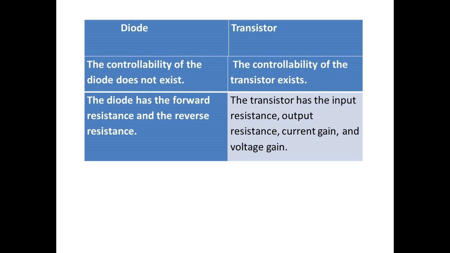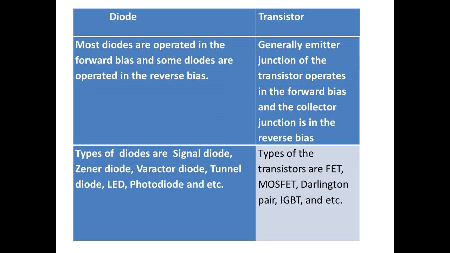The diode has a forward resistance and a reverse resistance. The transistor has the input resistance, output resistance, current gain and voltage gain.